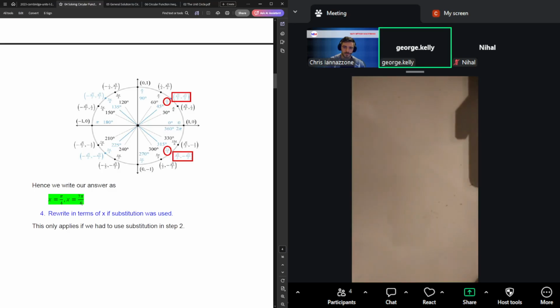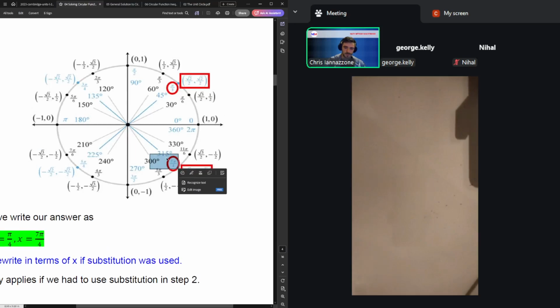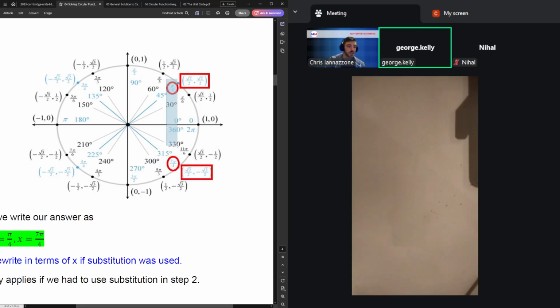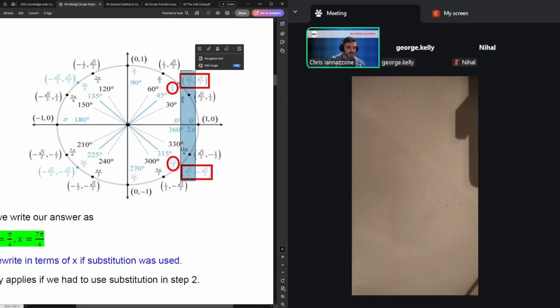With the 7 pi over 4, is that different to pi over 4? Like, how does that differ? Well, that is a good question, actually. Like how are they different? Because they do both give the exact same cosine value.